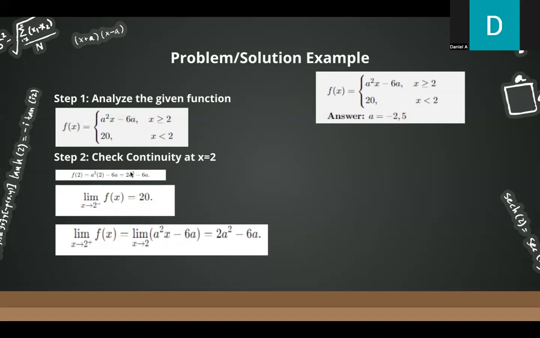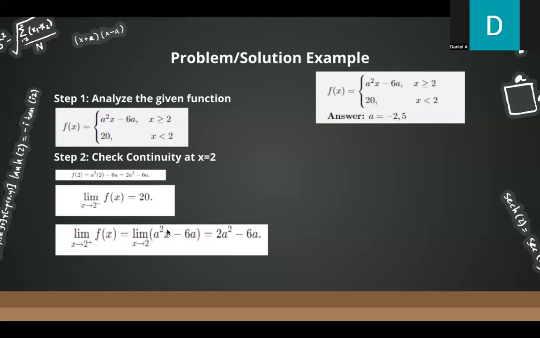Now we are going to use three continuity conditions here. The function f(x) must be defined at x equals c, that is, f(c) exists. The limit of the function as x approaches c must exist. And the last condition is that the value of the function at c must equal the limit as x approaches c, which is the limit as x approaches c of f(x) equals f(c).